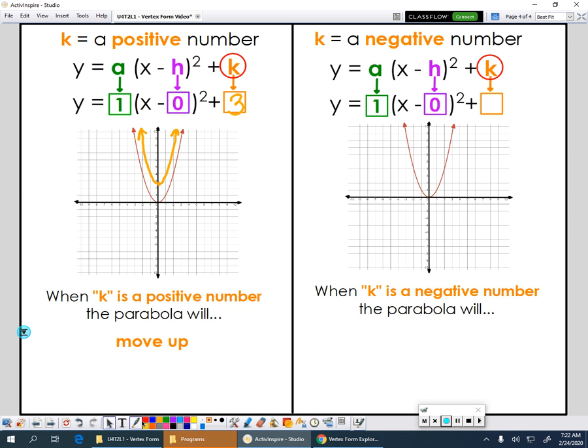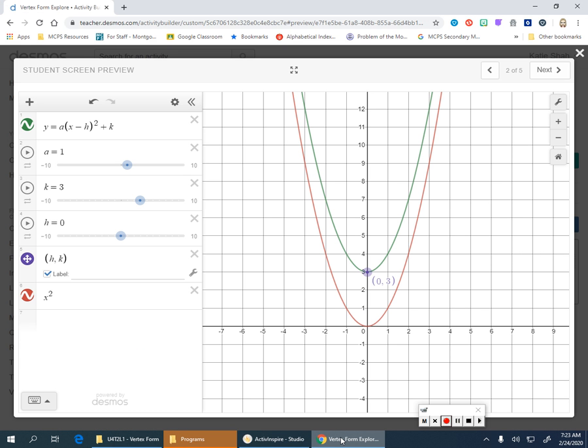And when k is negative, we'll put in a -3 here, so we've got plus -3. Remember, instead of writing plus -3, you'll see this written: we'll get rid of this plus, and we'll just put -3. But guess what's going to happen? You probably have a pretty good guess, because we see our patterns here. When k is negative, yep, you're right, it moves down.